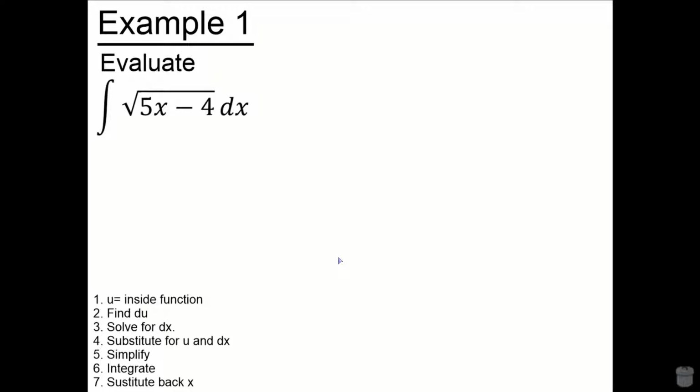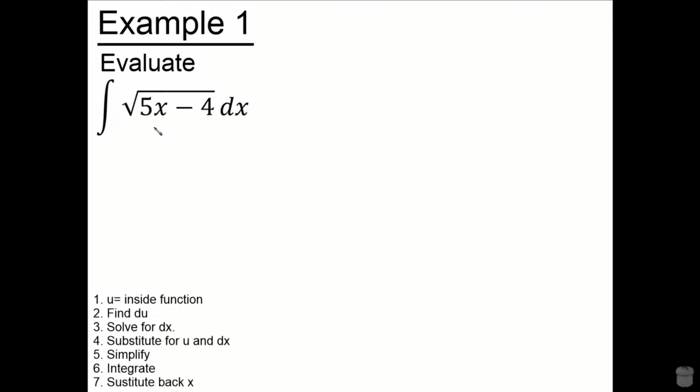Alright, here is example 1. We are going to evaluate the integral of the square root of 5x minus 4 with respect to x, or dx. Alright, first thing we want to do is let u be the inside function. So this part is going to be side work. I like using my side work over here, and then my main work follows over here. Others like doing it the other way around, side work on this end, and the work follows this way. Me personally, because side work ends here, I have a lot more space to work down here to set it up right here.